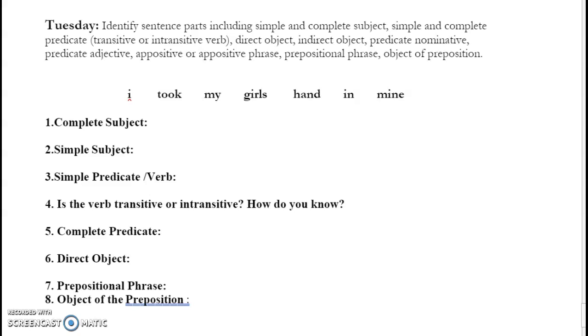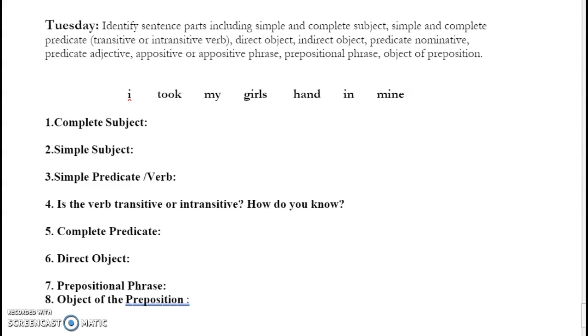Right, so for Tuesday, we're going to do the same thing with our sentence. We're going to look at our sentence types. So the first thing you need to figure out is our simple and complete subject. To make this easy for you, complete subject is who or what our sentence is about. And normally, for this sentence, it's going to be our who.